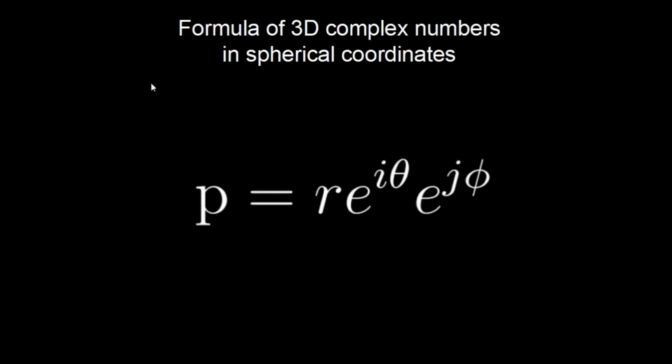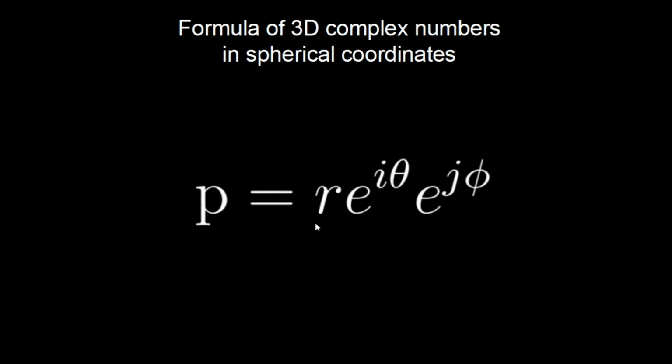So, we have obtained the formula of 3D complex numbers in spherical coordinates. From this formula, we can see the result is succinct and elegant. For a two-dimensional plane, angle phi is 0, and this factor e to the power j phi is 1. The formula becomes 2D complex numbers in polar coordinates.